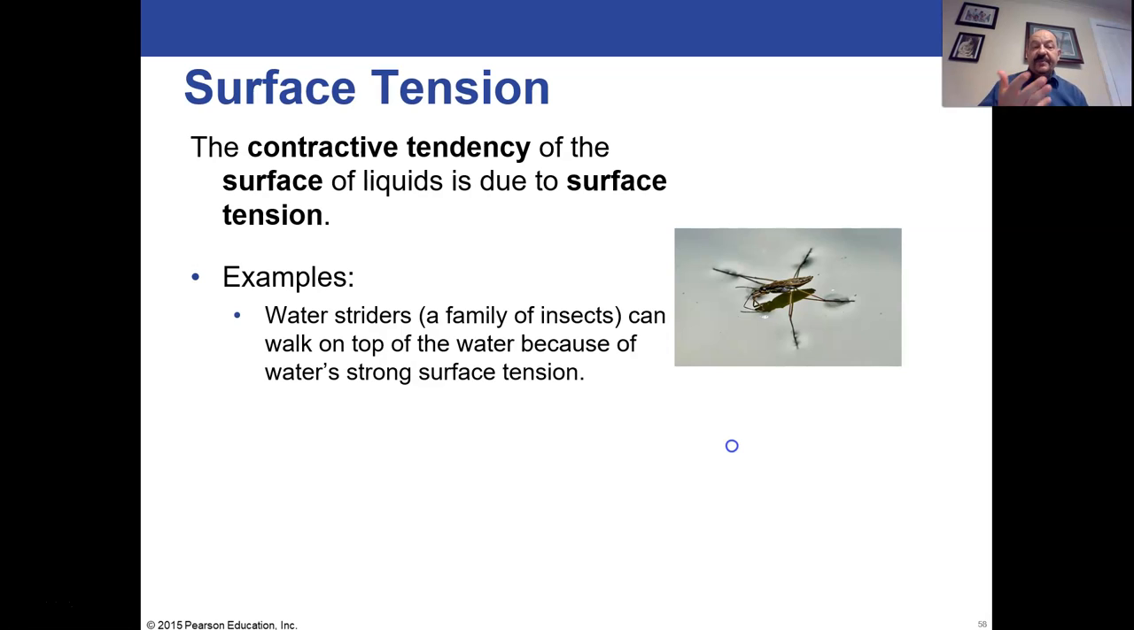A lot of insects will be trapped in water because of the surface tension. Some insects, like the water strider family of insects, take advantage of it, and they can actually walk along the surface of water without sinking in because they take advantage of spreading out on this.